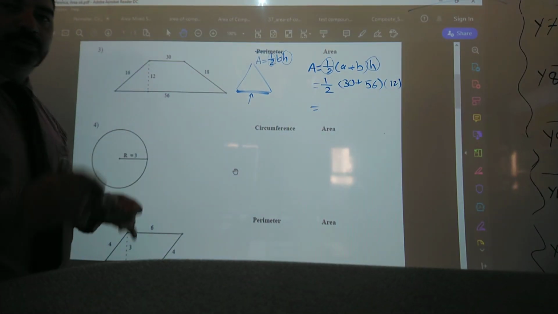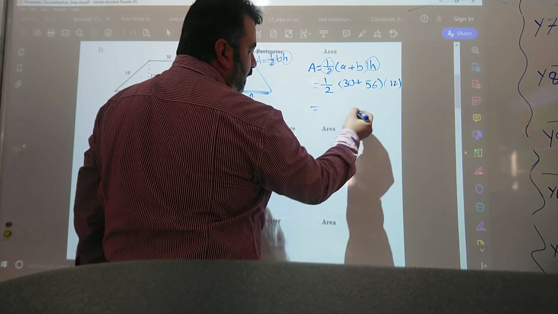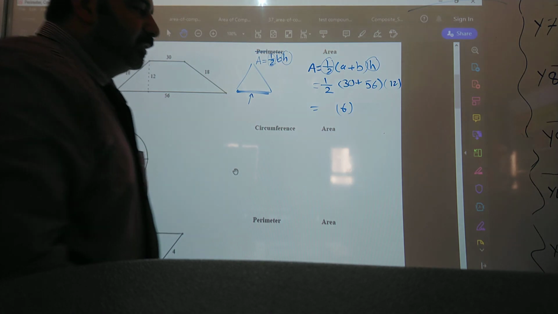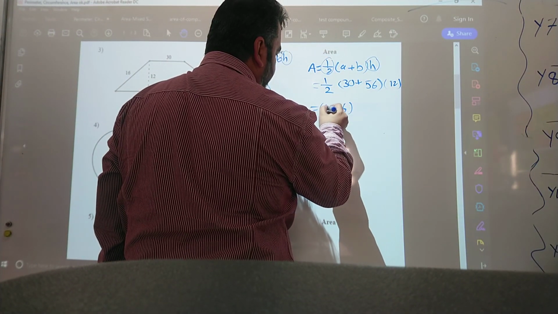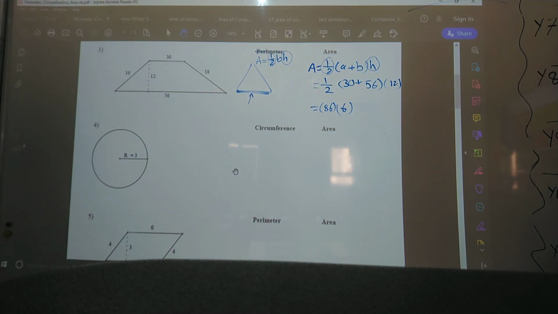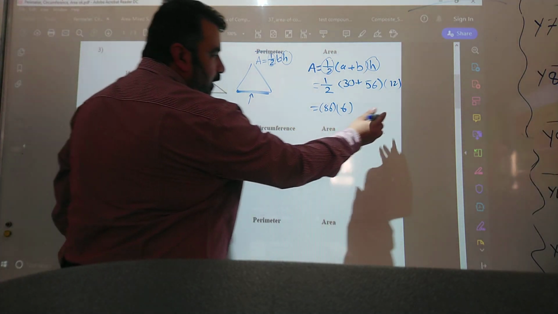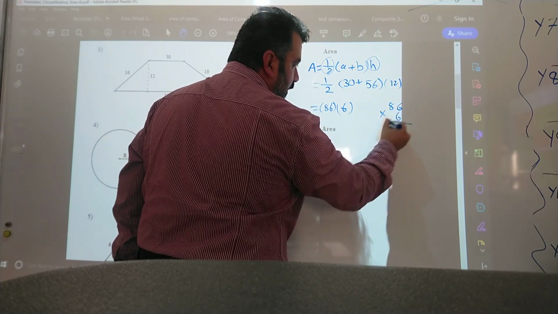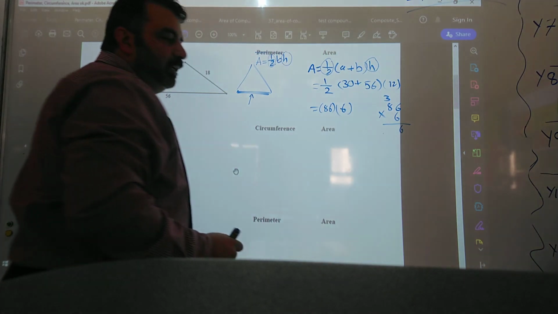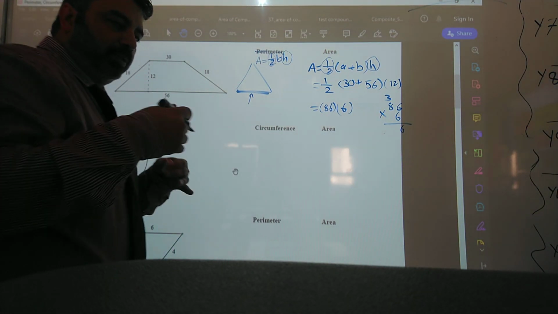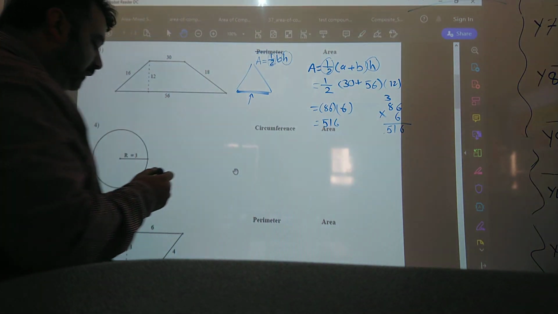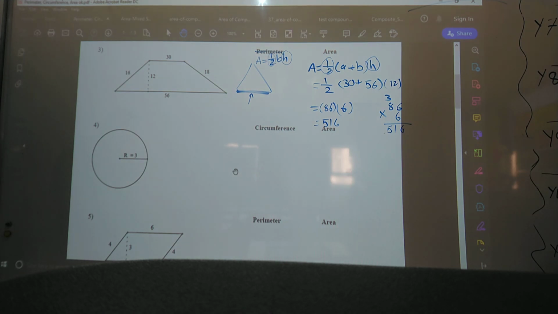Now, again, because you're not allowed to use the calculator, half times 12 equal to 6, so this one would be 6 here. Now, 30 plus 56 equal to what? 86. Still put the calculator down. I know you will use the calculator, so please put it down. So how to do this? You will do it like that. Okay? So 6 times 6, 36. 6 times 8, 48. Plus 3 equal to 51. There you go. Finish. This is the area of the trapezium.